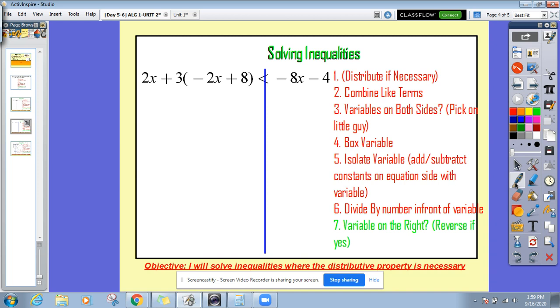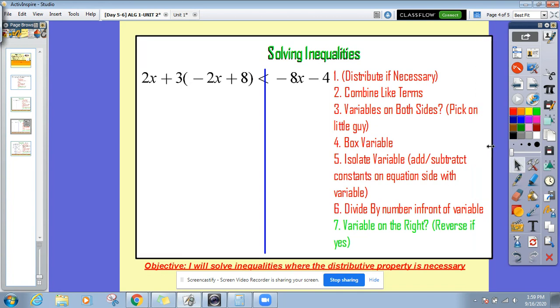Alright guys, so in this quick video I want to show you how to solve inequalities. For the most part, solving inequalities is the exact same process as solving equations. As you see, our steps are exactly the same, except the only difference is I add in this last step 7 here. We have to make sure that our variable's on the right side for conventional purposes, okay? So let's get started here.